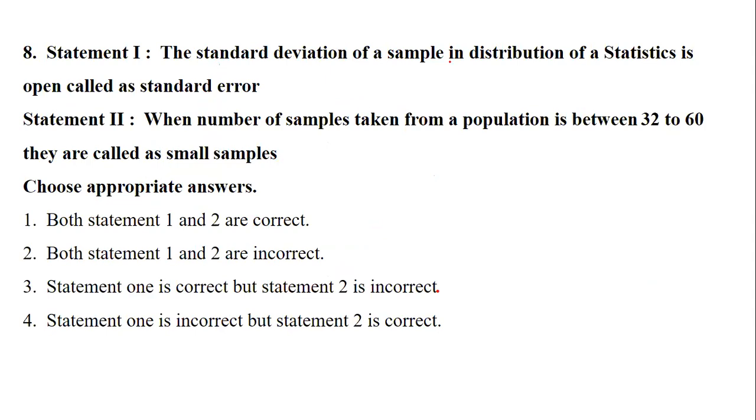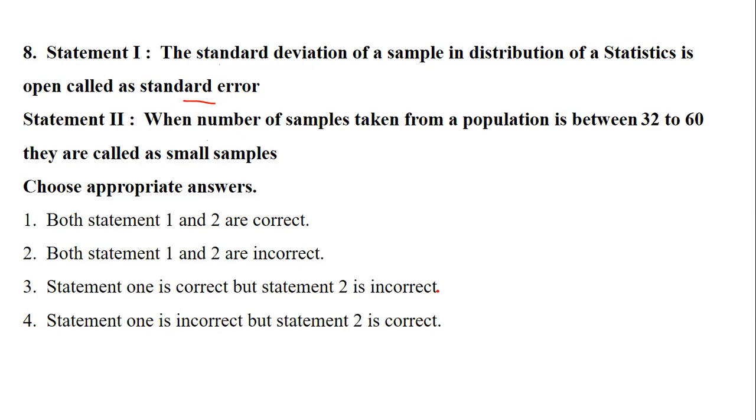The standard deviation of a sample in distribution of a statistic is called standard error. Now, statement 2: when the number of samples taken from the population is between 32 to 60, it is called as what? It is called as small samples. Now, you need to identify whether the given statements stand true or false.